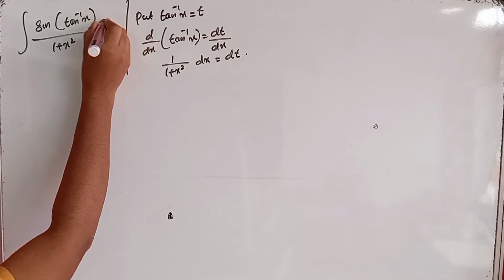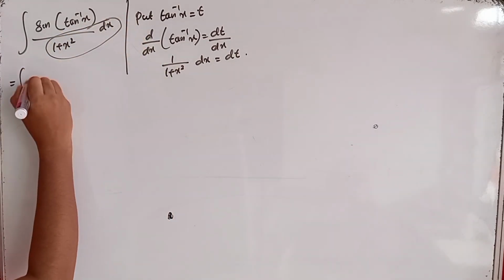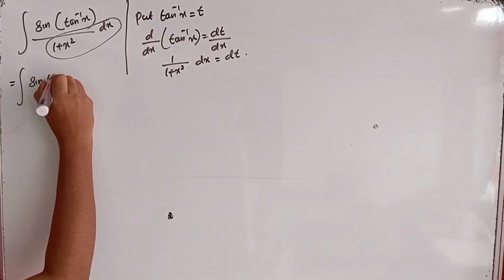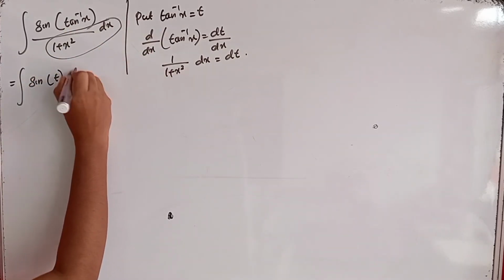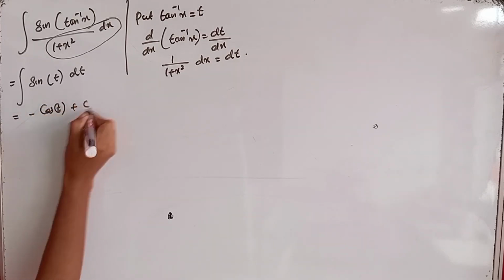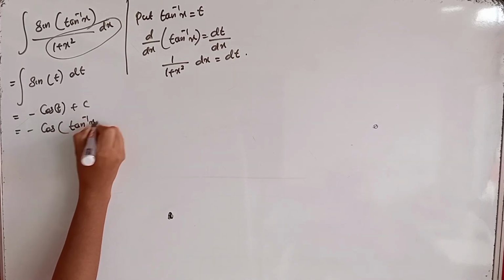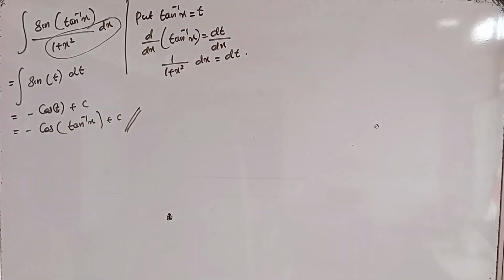Okay, so here we replace 1 by 1 plus x square dx by dt and tan inverse x by t. So the function becomes sin t dt. Okay. Now the integral of sin t is minus cos t plus c. Replace t by tan inverse x. So the answer becomes minus cos tan inverse x plus c.